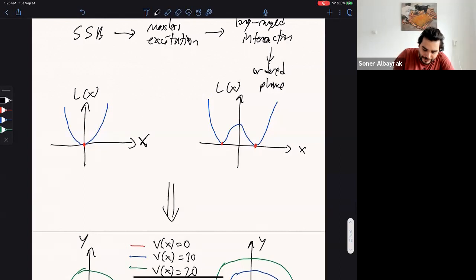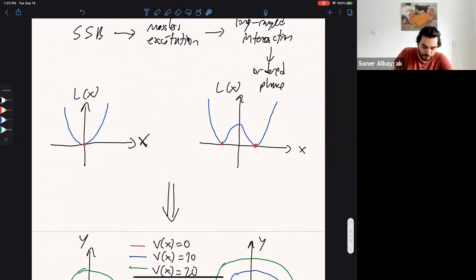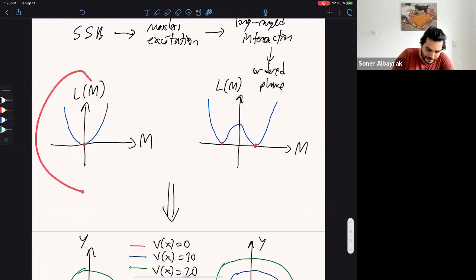So if the potential is like this, that means the minimum of the potential is at x equal to 0. So there is no order. Maybe I should have written this as m. It would be easier to understand. So let's call this m, like magnetization. We have the magnetization m, and L(m) is the lambda potential of magnetization, right? So in this case, the minima is at m equal to 0.